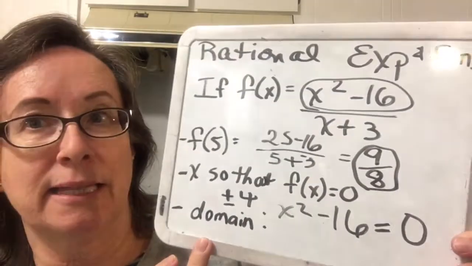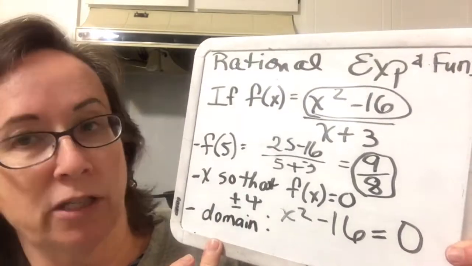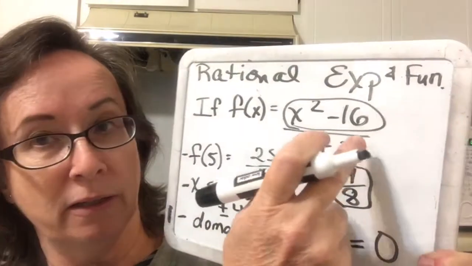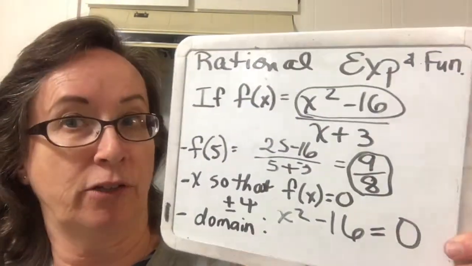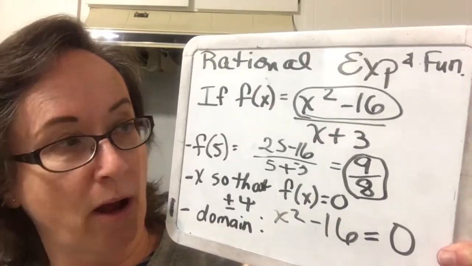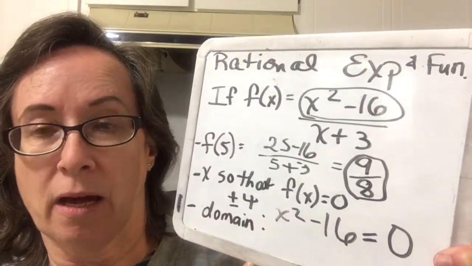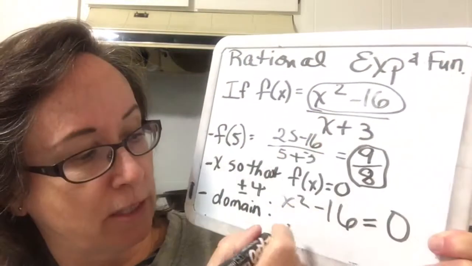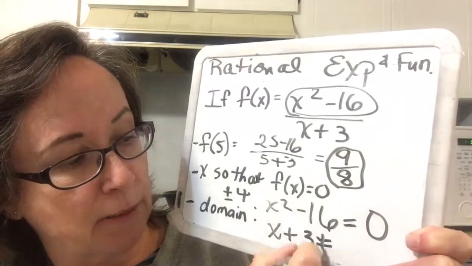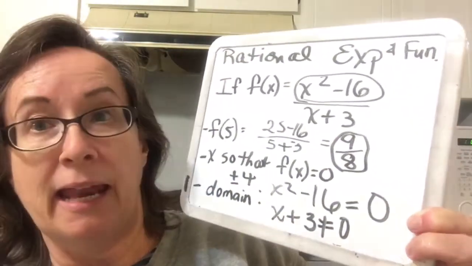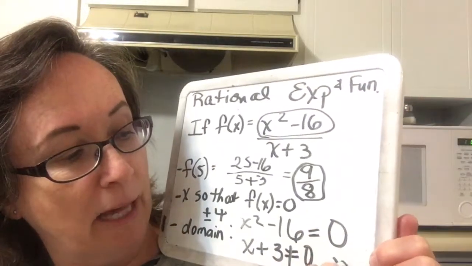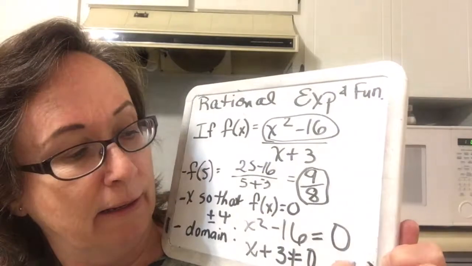The last one is the domain of this function. For the domain of a rational expression, you look at the denominator, and if the denominator goes to 0, you have to exclude those values from your domain. So basically I said x plus 3 cannot equal 0, and that happens when x is negative 3. So I have x cannot be negative 3.